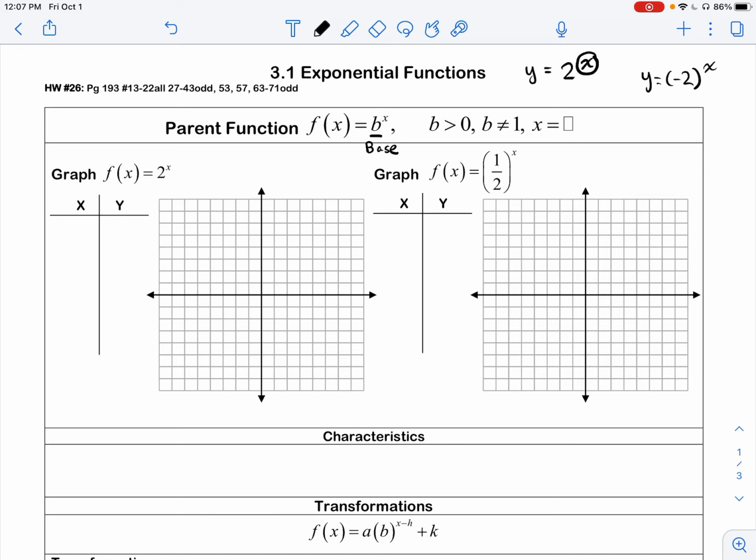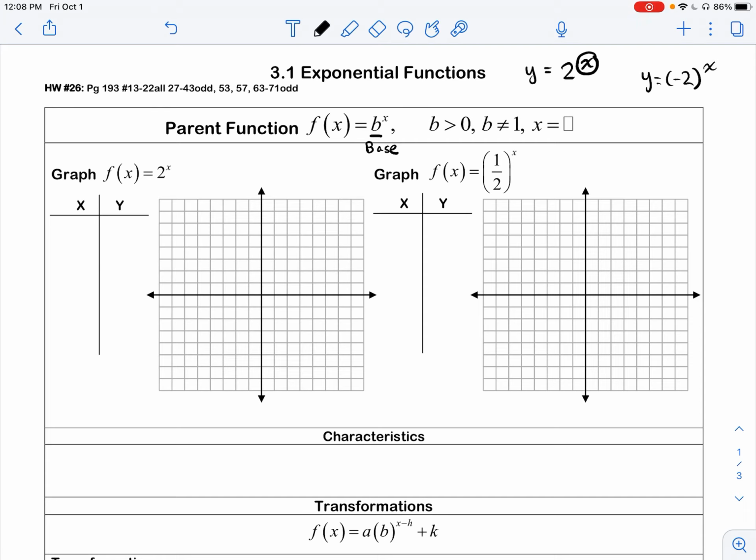Our base also cannot be equal to 0 or 1, because if your base were equal to 0 or 1, you would actually have a constant function. 0 raised to any power is always going to be 0, and 1 raised to any power is also going to be 1. So those are the conditions for the base.